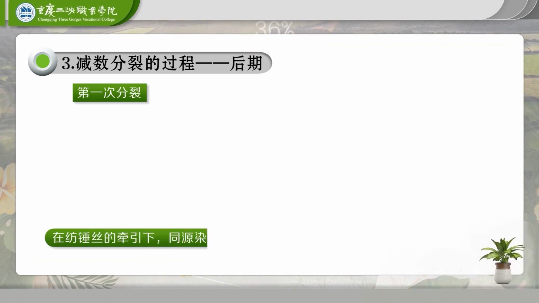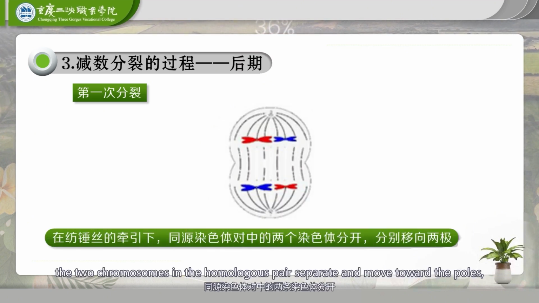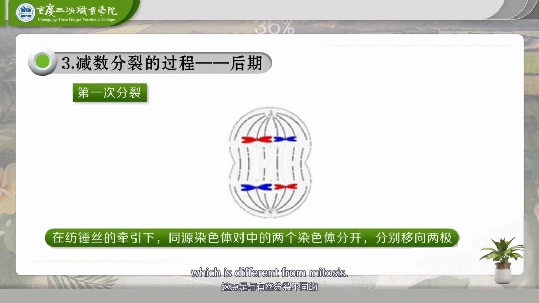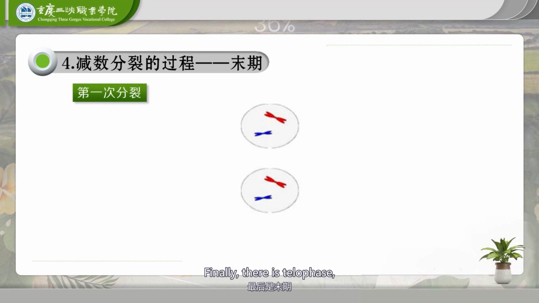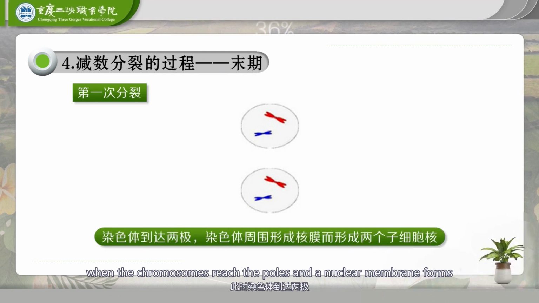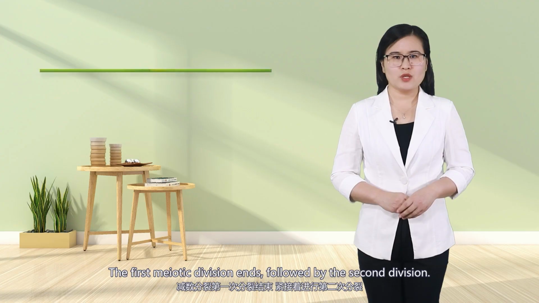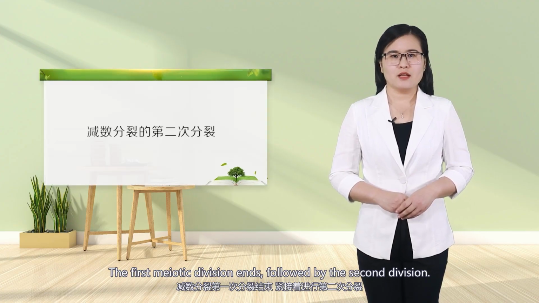Then, in anaphase, under the traction of the spindle filament, the two chromosomes in the homologous pair separate and move toward the poles, respectively. Thus, the number of chromosomes at each pole is reduced by half, which is different from mitosis. Finally, there is telophase, when the chromosomes reach the poles and a nuclear envelope forms around each set, resulting in two daughter nuclei. The first meiotic division ends, followed by the second division.